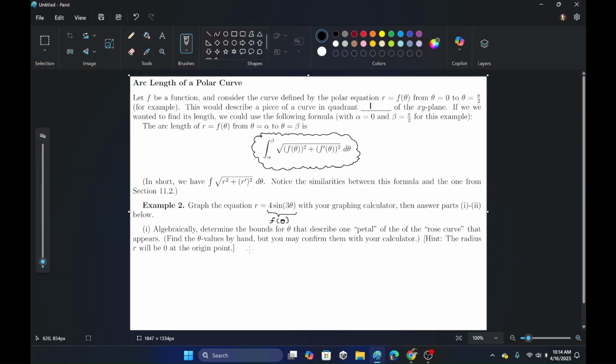So if we are at the origin, then r is certainly 0.